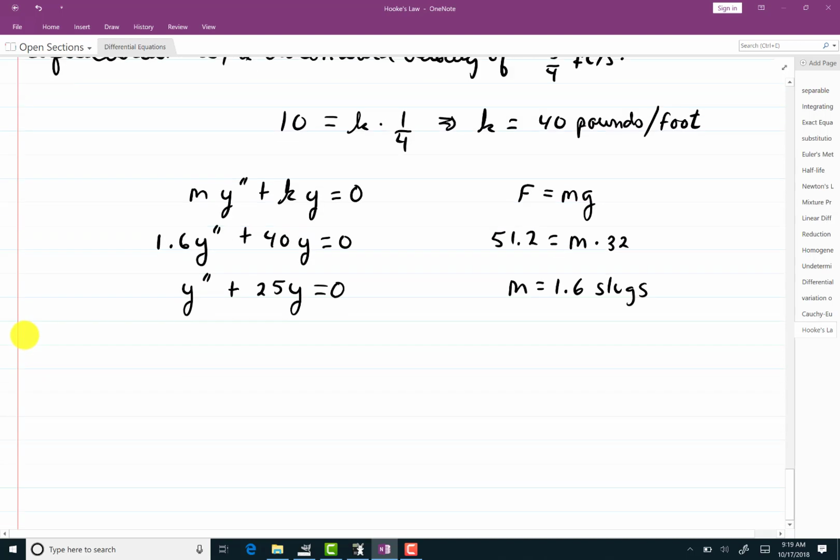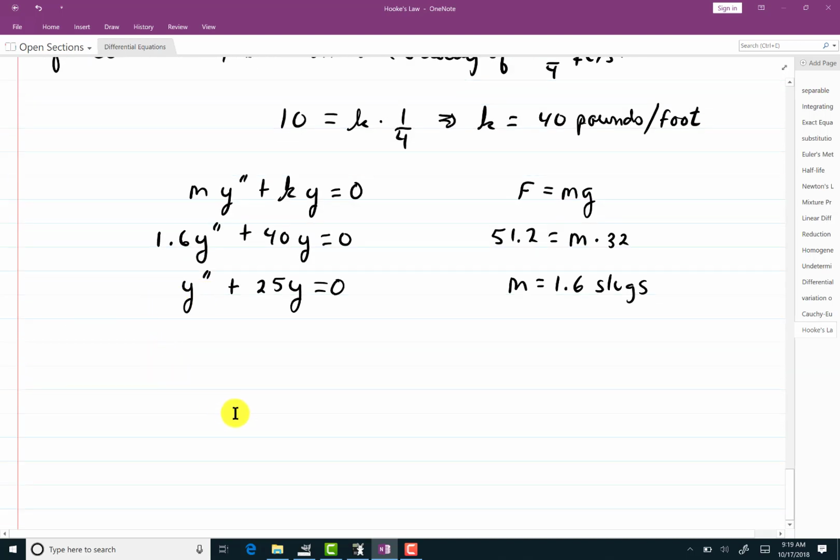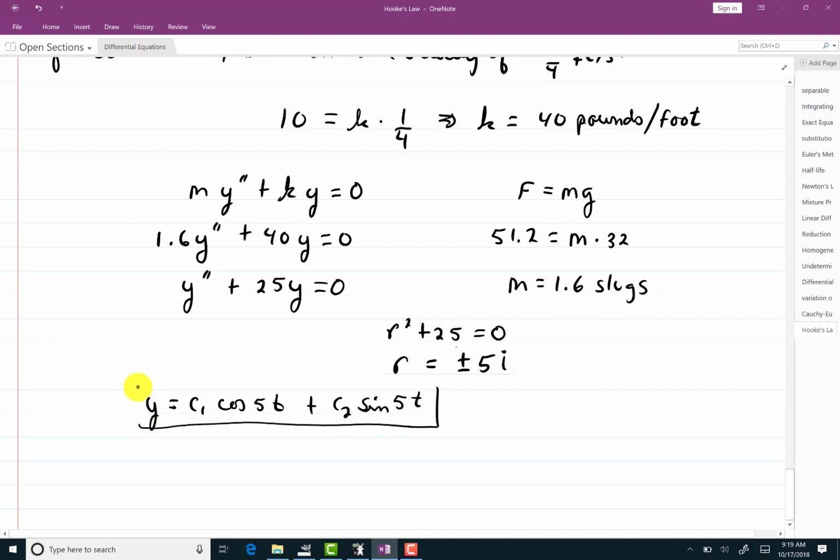And then finally I'll go ahead and solve this. The auxiliary equation is r squared plus 25 equals 0. So r equals plus and minus 5i. That means my equation of motion is this. y equals c1 cosine of 5t plus c2 sine of 5t. So that's the equation of motion. Now, I got to figure out c1 and c2.